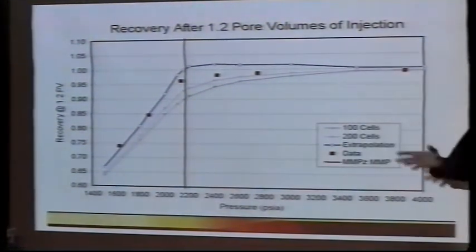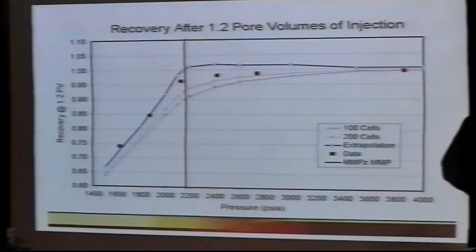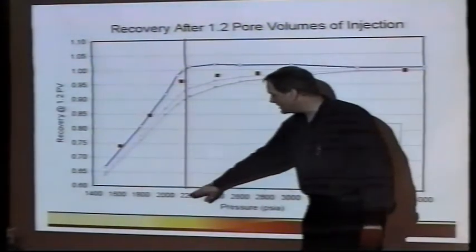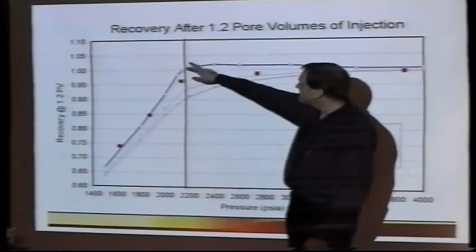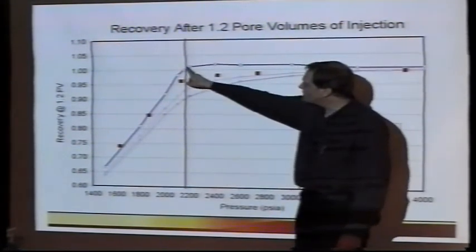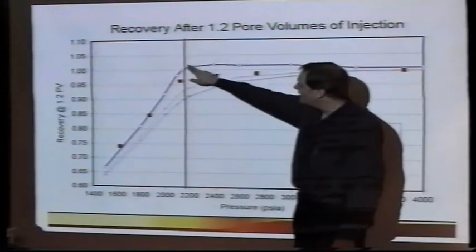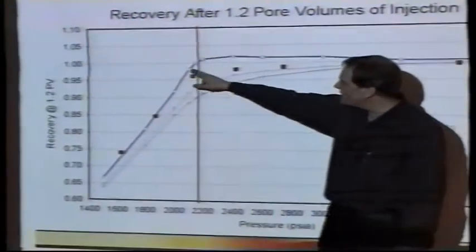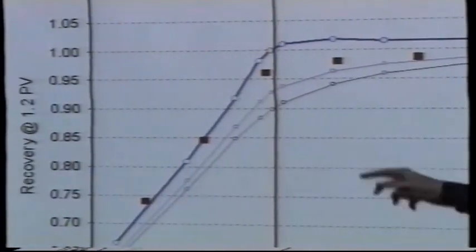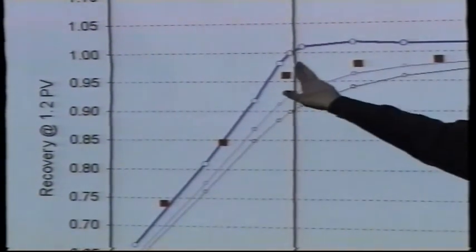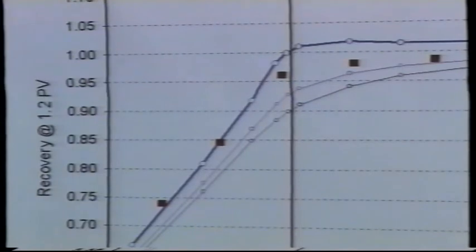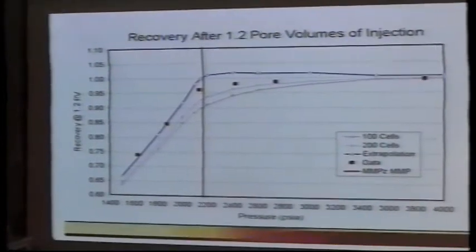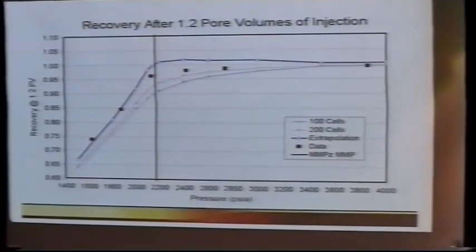Now, straight out of the run, Mmpz spits out one single number. It says this is the MMP, 2170 or something like that. And so we see that this predicted MMP from Mmpz agrees extremely well with our slim tube simulations, and it also agrees quite well with the data, which basically shows that the fluid characterization was a good characterization because the equation of state predicts the experimental MMP.